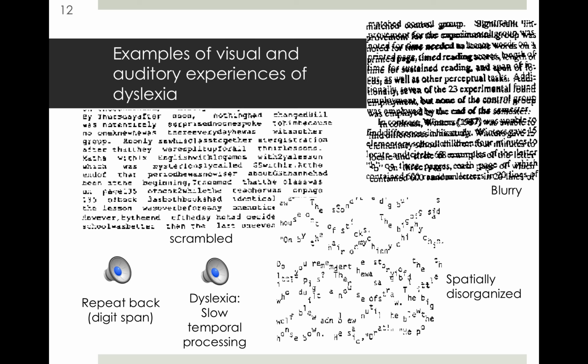So here I'm taking the same string of numbers and just playing them back with a temporal function so that it sounds blurred over time.